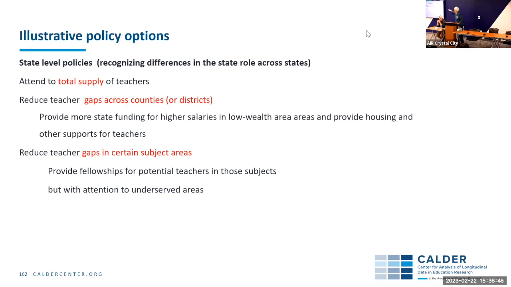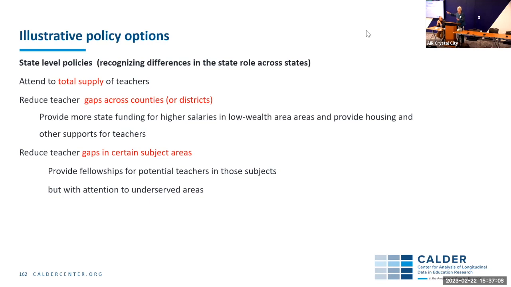But I want to emphasize the other part of this. It says raise the salaries in low wealth areas, but we also need to do other things to attract teachers to those low wealth areas. We may need to provide housing or other supports for teachers. And there's now a lot of discussion about that to attract quality teachers to those areas.